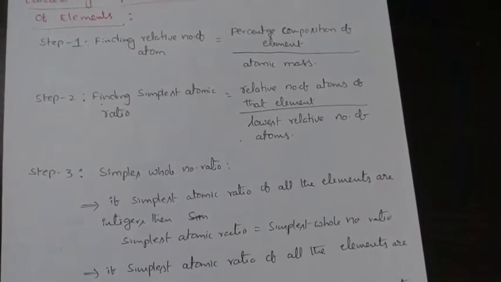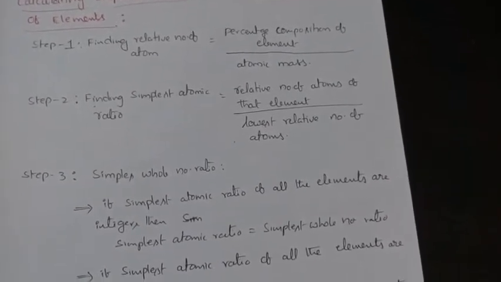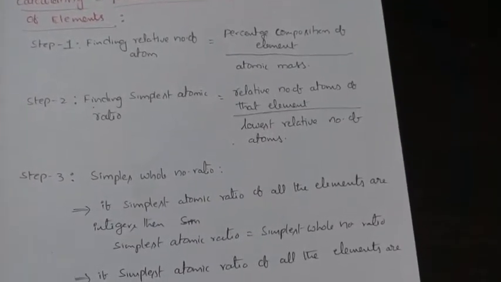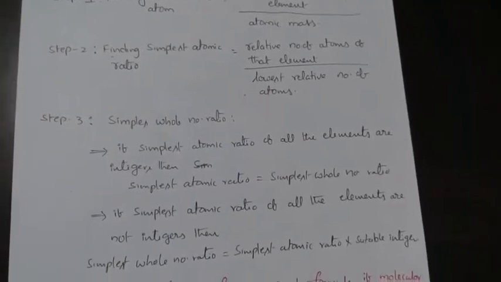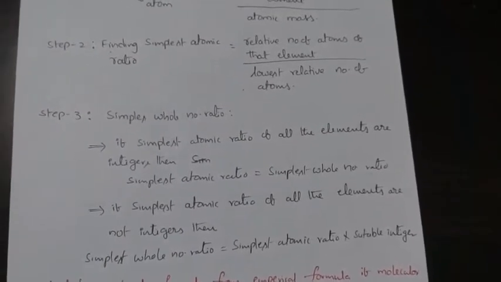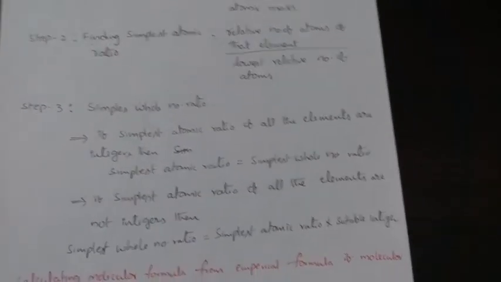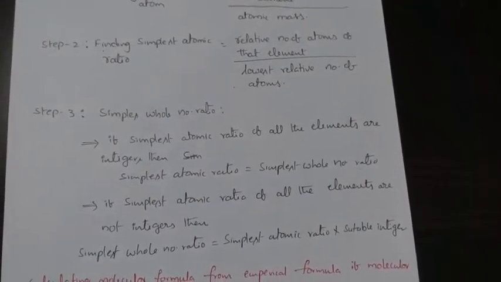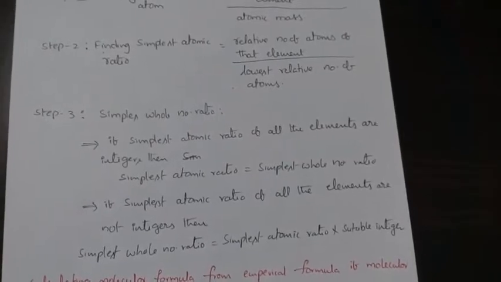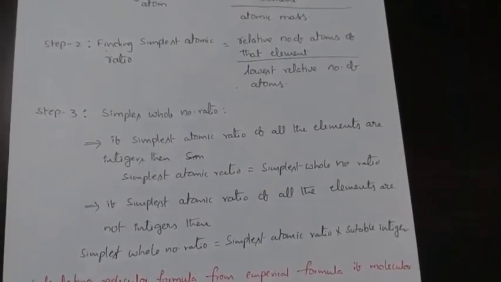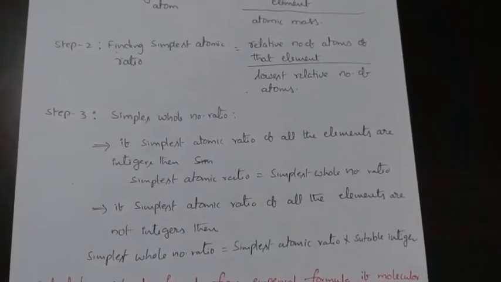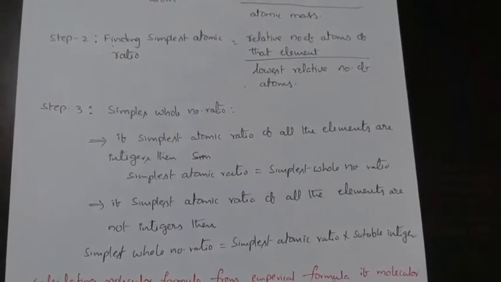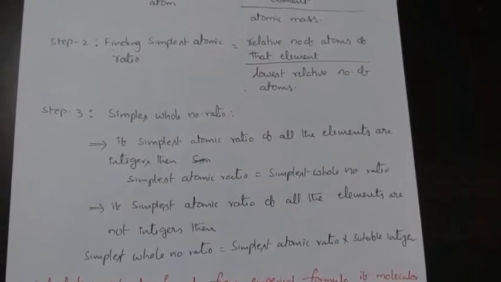To get the simplest atomic ratio, we have to divide the relative number of atoms of that particular element with the lowest relative number of atoms. Final step is finding the simplest whole number ratio. To find the simplest whole number ratio, here we have two conditions. If the simplest atomic ratio of all the elements are integers, then the simplest atomic ratio gives the simplest whole number ratio.